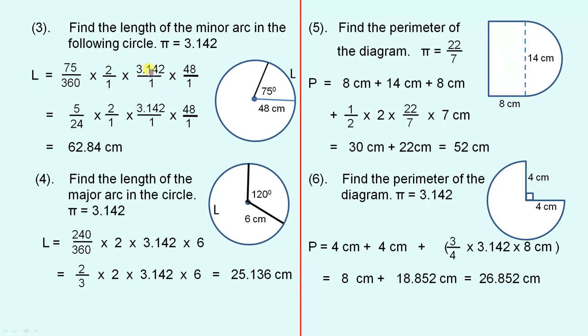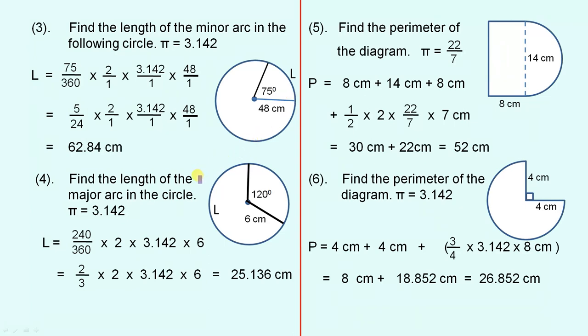Okay, and there's our 2 pi r. When we do all our cancelling, this works out to 5 over 24. And when we do the simple cancellation and the multiplication, we get 62.84 centimeters for the length of the minor arc.